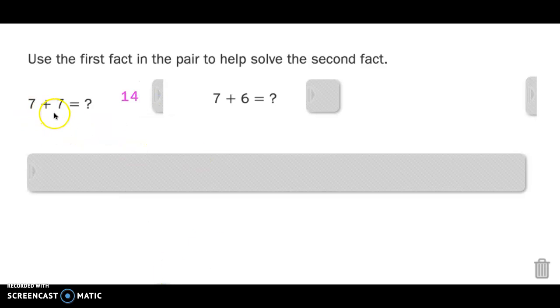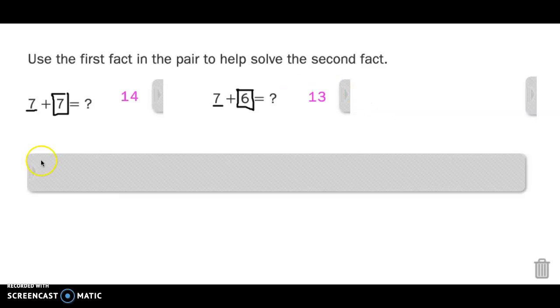How are we going to use 7 plus 7 to figure out 7 plus 6? Well, again, I see that they are both adding a 7 to start. That's exactly the same. Now, if I look at that second number, we're adding 7 here, but 6 here. 6 is less than 7. By how much? Right? 6 is 1 less. So that means we need to take away 1 from 14 to figure out 7 plus 6. Our answer is 13. Awesome work.